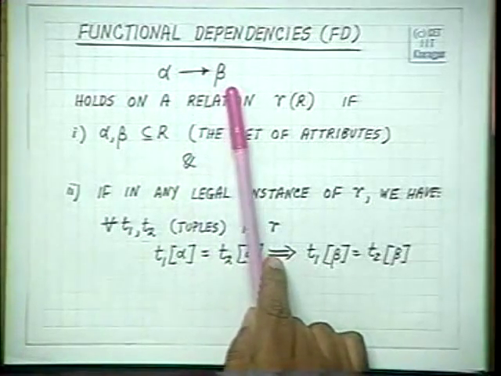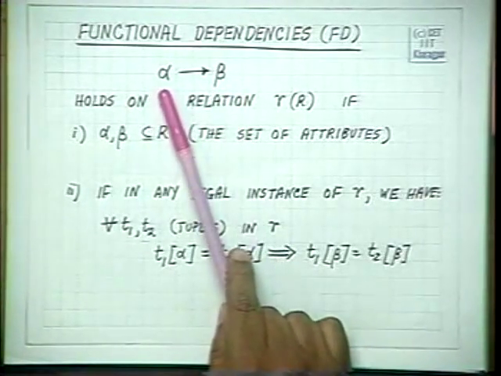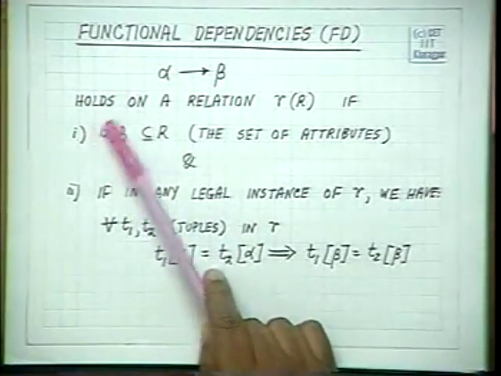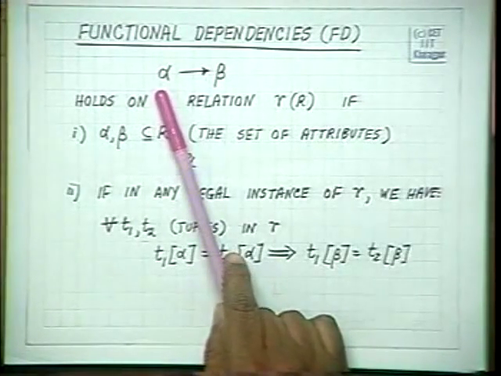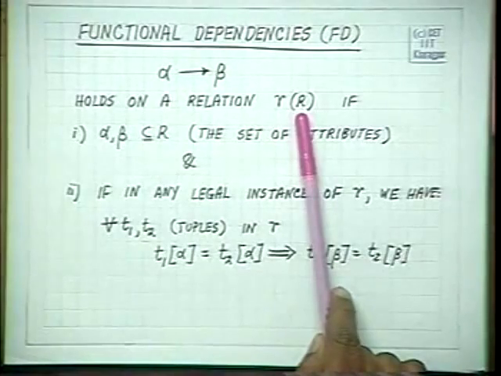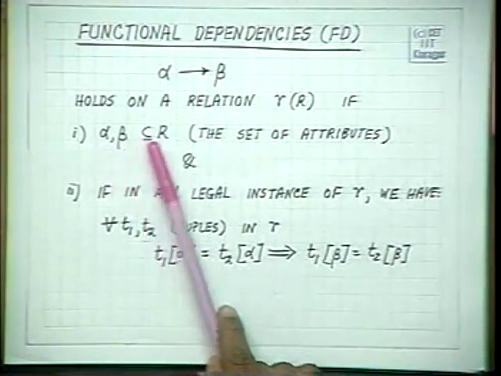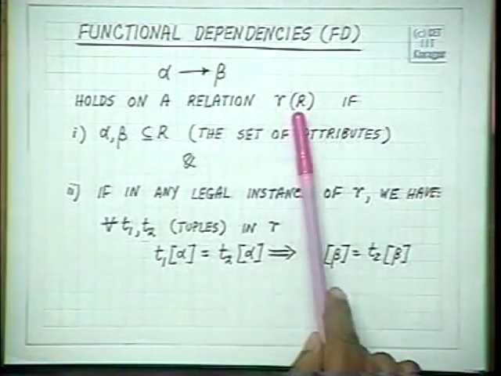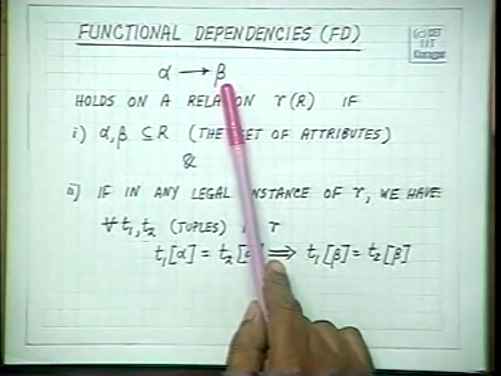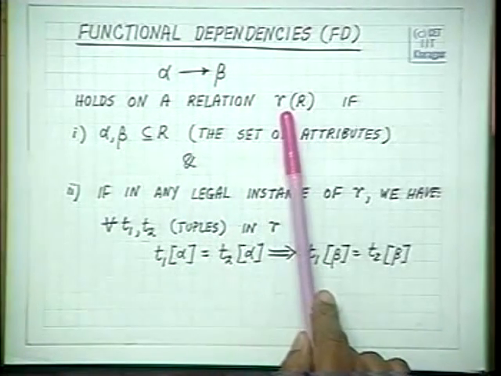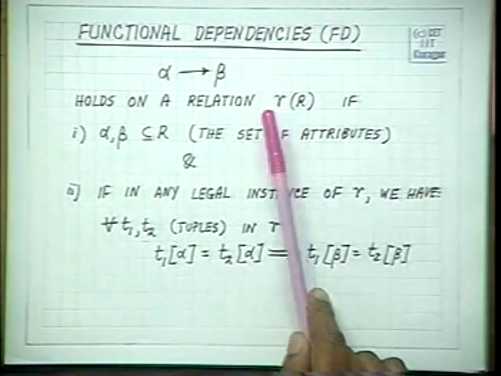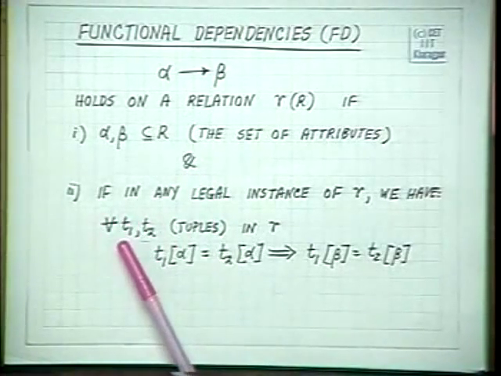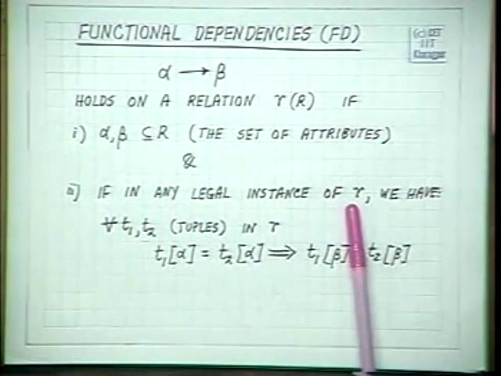Alpha and beta are two attribute sets. This is a set of attributes, this is another set of attributes. We say that the functional dependency alpha to beta holds on a relation R if, obviously, alpha and beta are subsets of the set of attributes of R. If alpha and beta are not subsets of the set of attributes of R, this functional dependency has no implication in this relation R. It has an implication somewhere else. What does it mean? In any legal instance of R, this must hold.